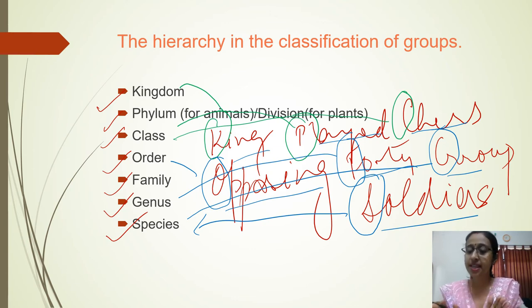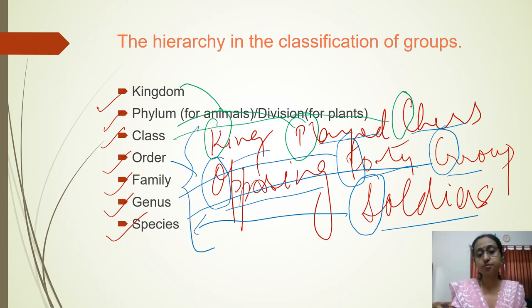So if you memorize this instead of kingdom, phylum, class, order, family, genus, species, which is a bit difficult to recall, this statement is very easy. King played chess opposing 40 group soldiers. While writing, if you recall the first letter of each word, that is king K, played P, chess C, opposing O, 40 F, group G and soldiers S, then you'll get the full hierarchy correct. I have tried my best to make it a lucid statement and I think you'll like it. Just memorize this for the benefit of learning this hierarchy of classification.